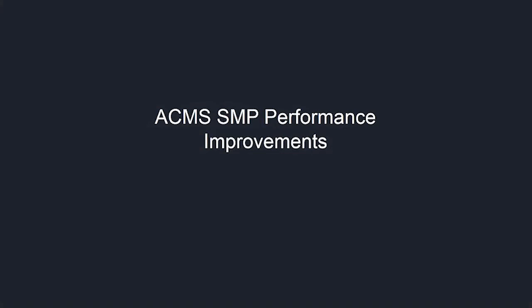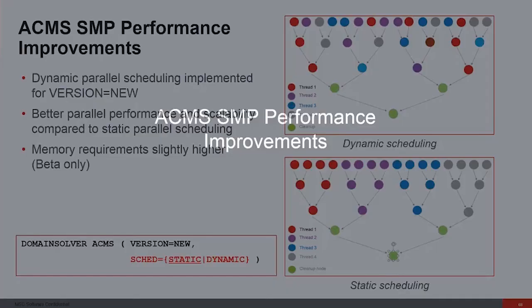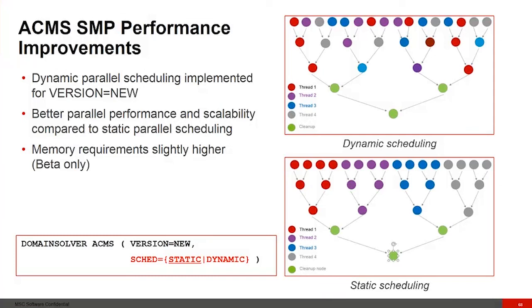So here I'm talking about the ACMS method for parallelization with SMP, shared memory parallelization. You can see some performance gains. We added a new dynamic scheduling that gives us better parallelization performance and scalability.